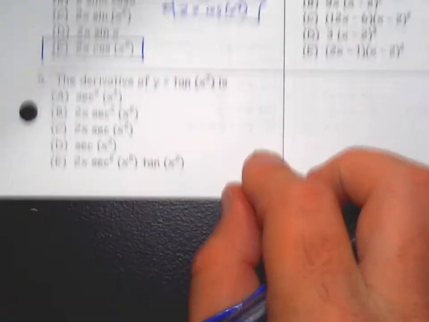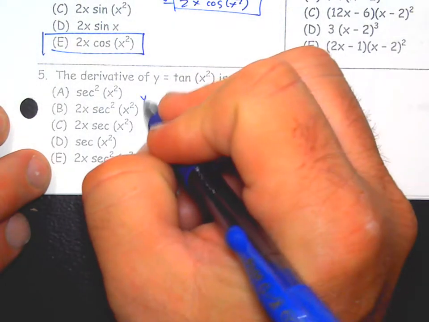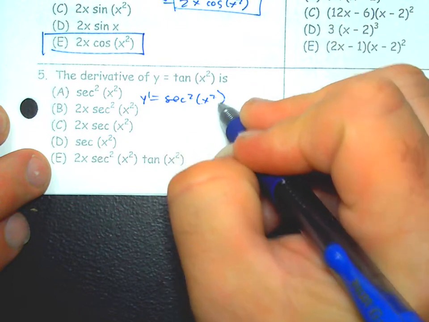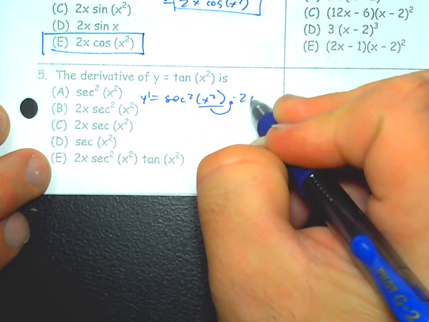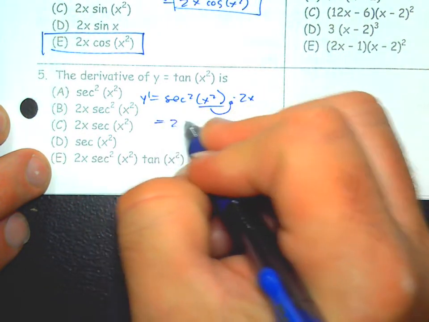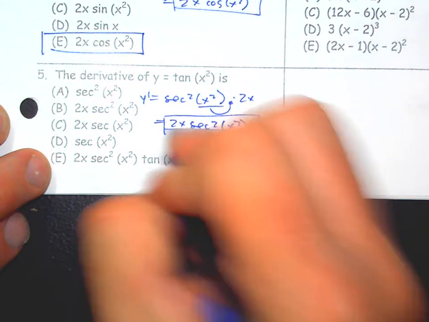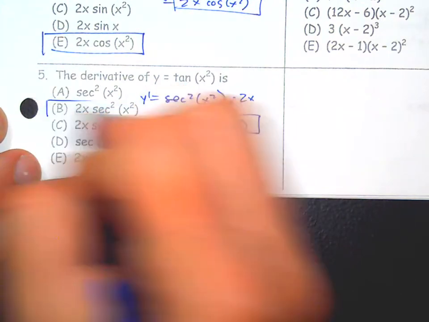All right, number 5, derivative of that. So that's a y prime. Derivative of tangent is secant squared. Leave the inside the same. Chain rule says you derive the inside afterwards. So it's going to be 2x secant squared of x squared.